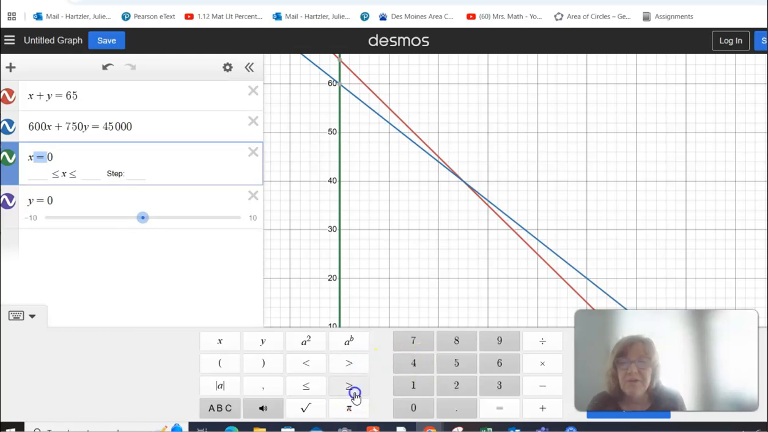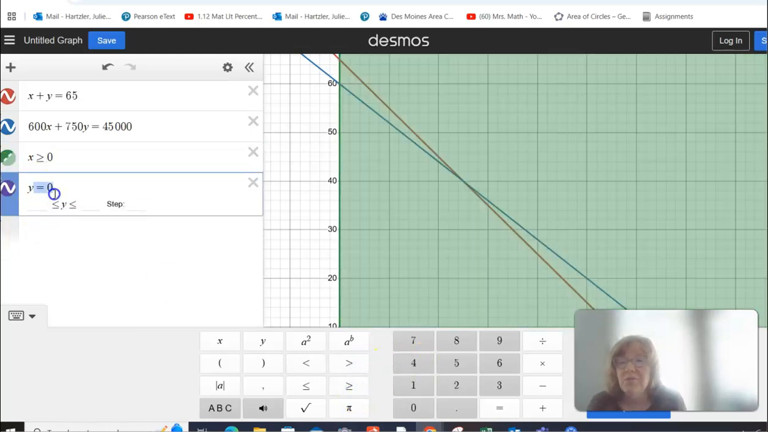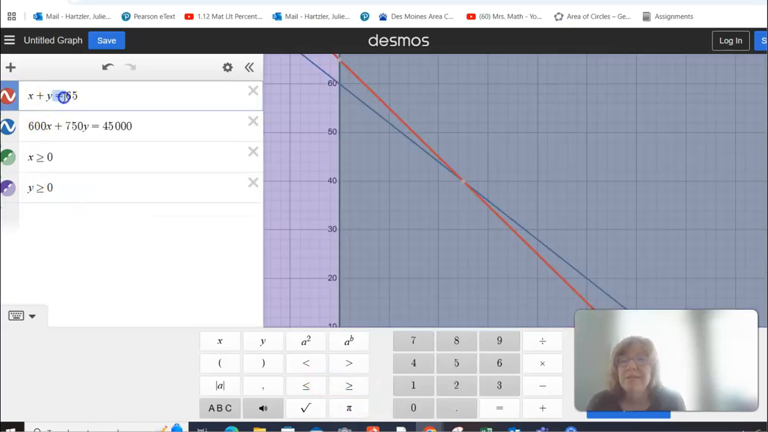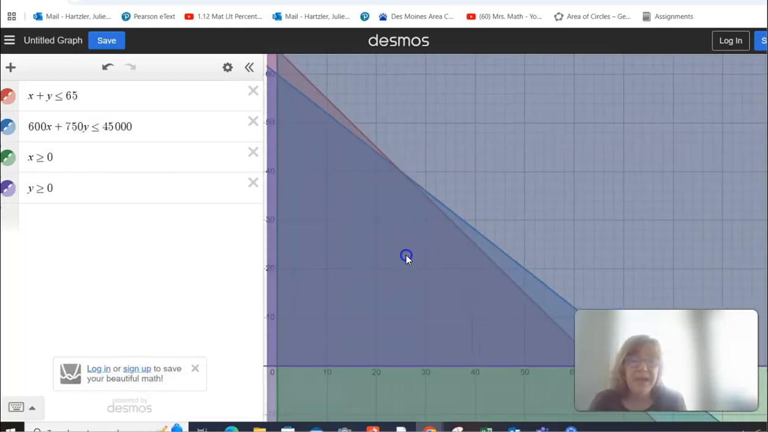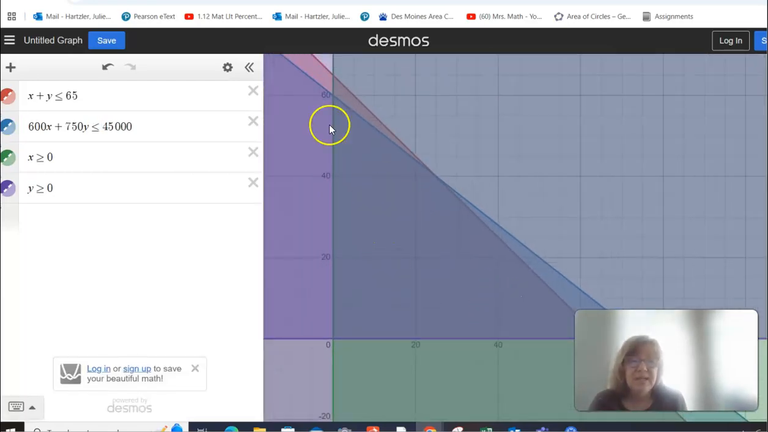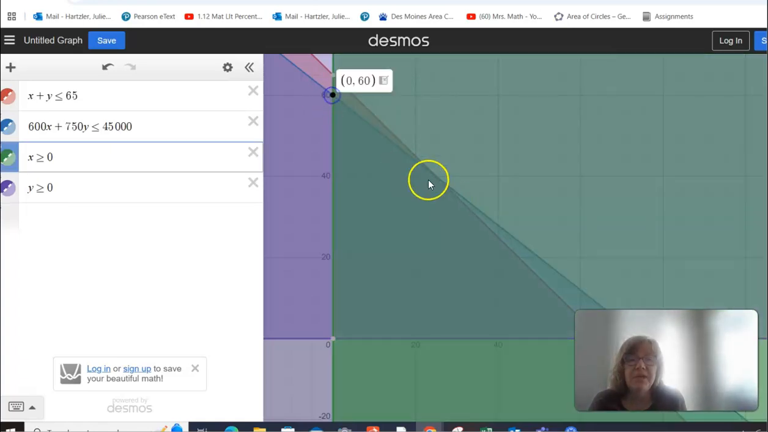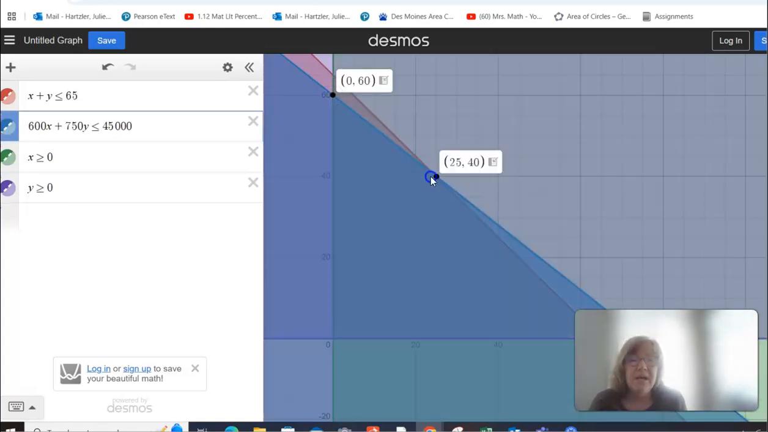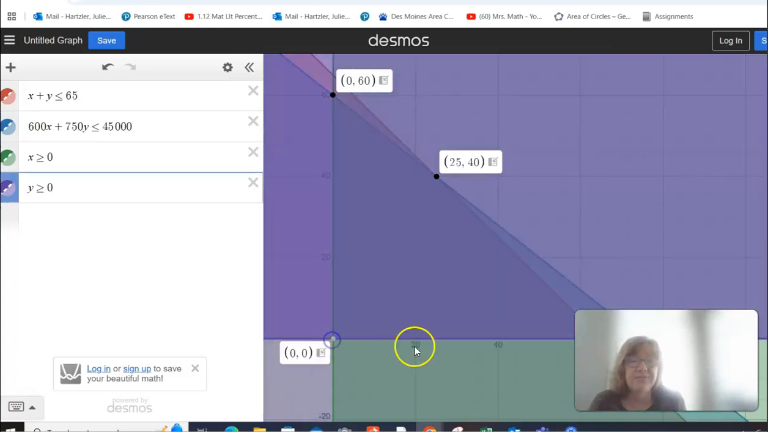All right, so let me change X to, and I have to use the toolbar, X is greater than or equal to 0, Y is greater than or equal to 0. And then I'm going to go X plus Y has to be less than or equal to 65, and 600X plus 750Y is less than or equal to 45,000. If you pay attention to how Desmos shades, then you can kind of know where you're at. But it can get kind of busy if you have, say, 6 different inequalities in there. But you can use it to help you get the corner points and to be accurate on your graph.